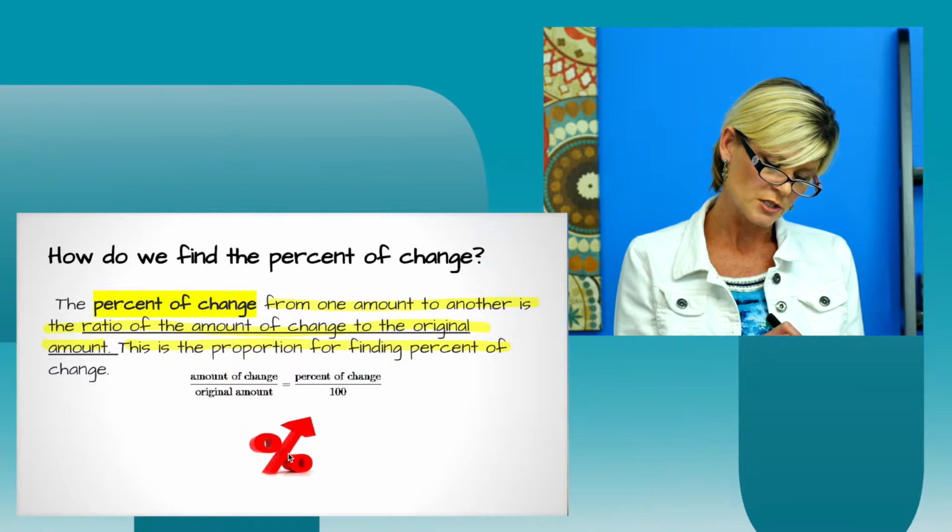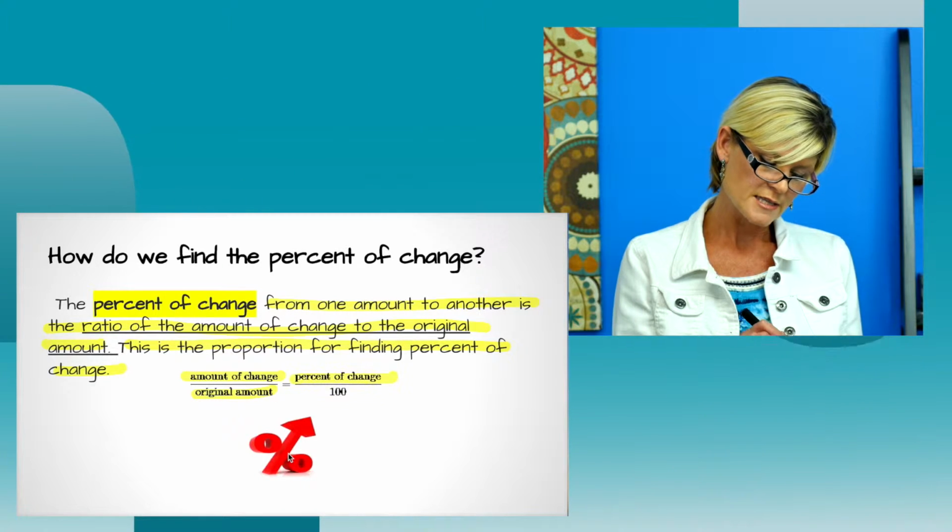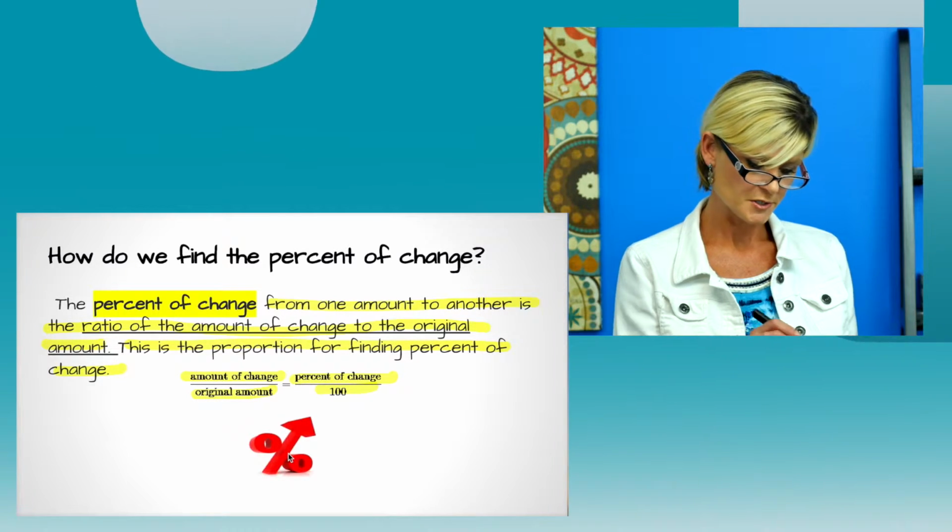Let's start off by talking about how we find the percent of change. Well, the percent of change from one amount to the other is the ratio of the amount of change to the original amount. So this is the proportion for finding the percent of change. We put the amount of change over the original amount, and that equals the percent of change over 100.